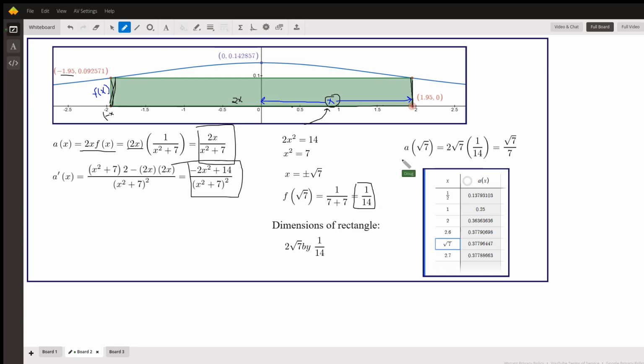And if you wanted to find the maximum area, you'd find A of the square root of 7, which is square root of 7 over 7. So here's a little table that shows the maximum area appears to be right here. That is the square root of 7 over 7, approximately. Okay, everything else is smaller.